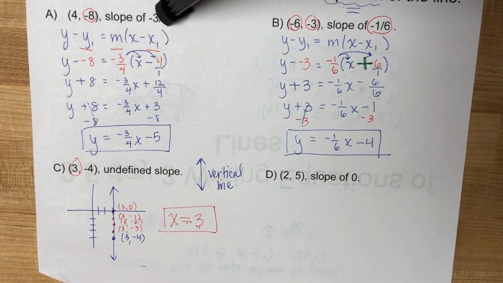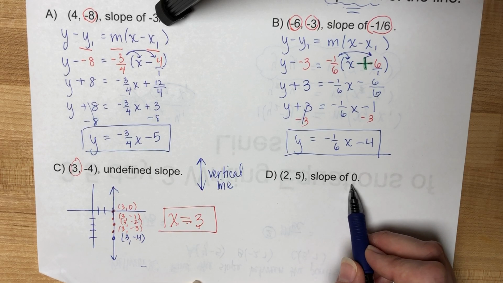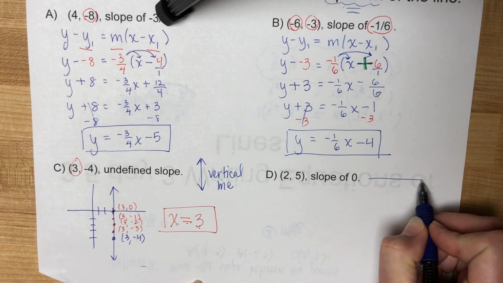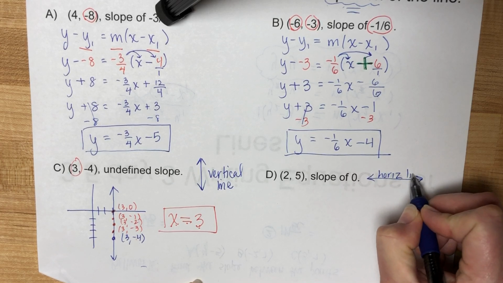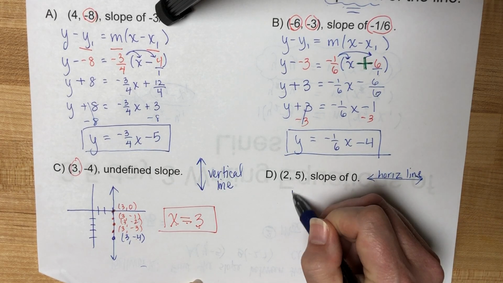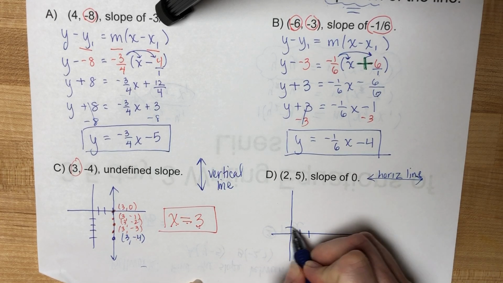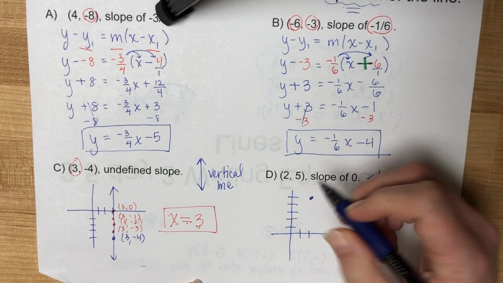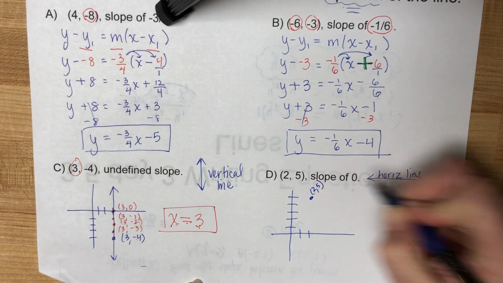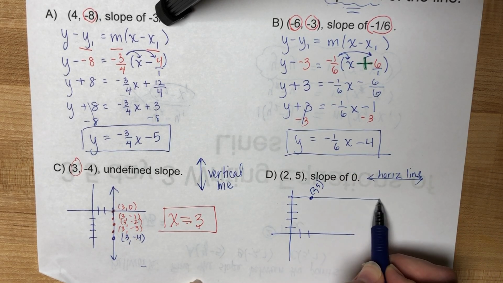Over here we have a point 2, 5 and a slope of 0. Well, what does a slope of 0 look like? That's right, a slope of 0 is a horizontal line. And again, if we think about it and take a second just to really understand what's going on here, here I have the point 2, 5. And we want a horizontal line through that point.